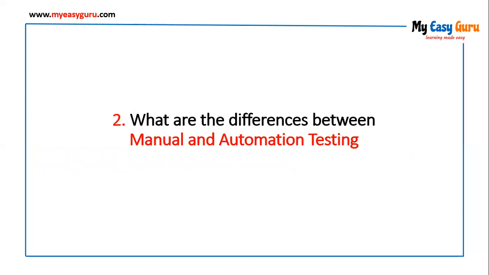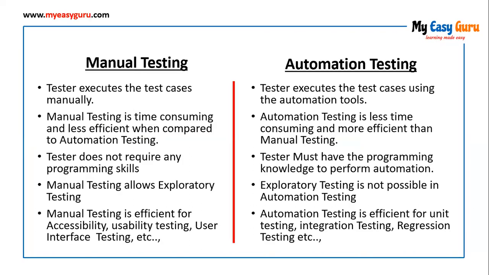Our next question is, what are the differences between manual and automation testing? So as we discussed in the last question, in manual testing, the tester executes the test cases one by one manually. But in automation testing, there are different automation tools available. And because of these tools, automation testing is less time consuming and more efficient. While manual testing is time consuming and less efficient when compared to automation testing. In manual testing, the tester does not require any programming skills. While in automation testing, the tester must have some programming knowledge to perform the automation. Manual testing allows you to perform exploratory testing, while it is not possible in automation testing.